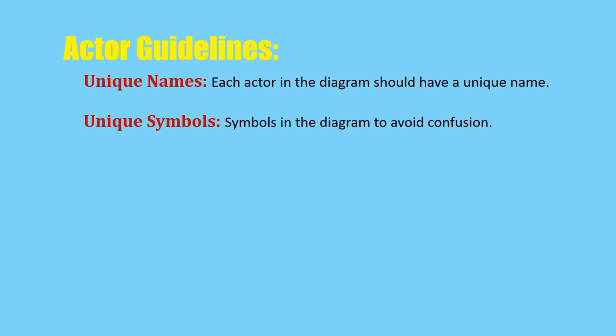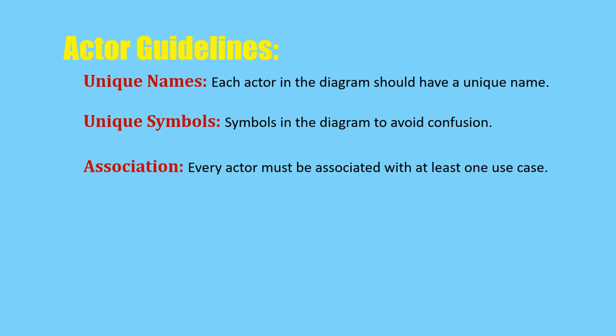Unique symbols for actors. Actors must be represented by a distinct symbol in the diagram to avoid confusion. Association with the use cases. Every actor must be associated with at least one use case in a diagram. An actor standing alone without any association is not useful. For example, in an online shopping system, the customer actor should be associated with use cases such as browse products, add to cart, and checkout to illustrate their interaction with the system.